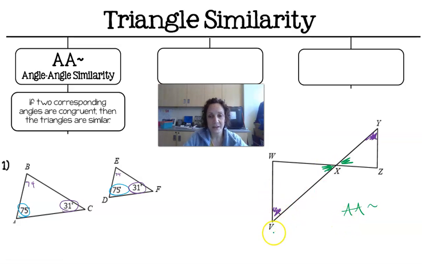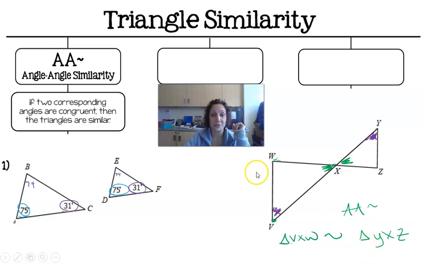And we could write a similarity statement, right? I could say triangle VXW, so from purple to green to not marked, is similar to triangle, let's go purple to green to not marked, so YXZ. We want to make sure that we write it so that our angles are lined up, right? Our 2 purple angles have to be in the same spot. Our 2 green angles have to be in the same spot. Okay. All I need is 2 angles. Don't even have to worry about the third. And you've got triangle similarity.